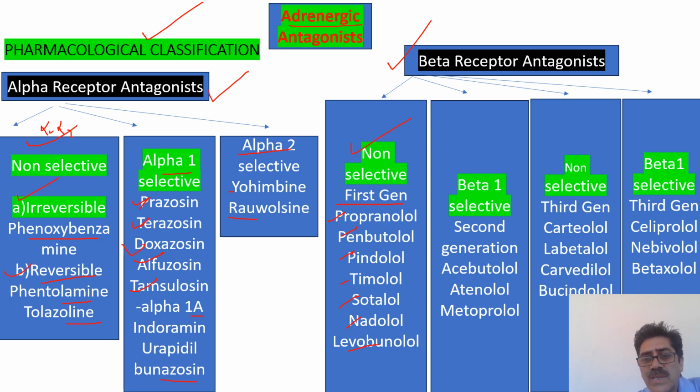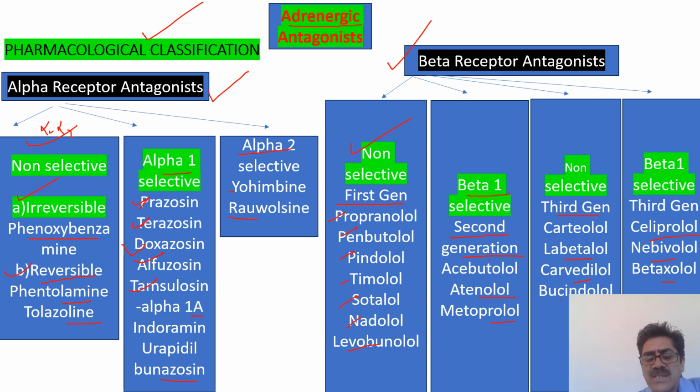Other category would be they will act upon only beta 1 receptors which are predominantly found in the heart. We call them beta 1 selective or second generation beta blockers. Example is acebutolol, atenolol, metoprolol. Then we have again non-selective category. We call them third generation beta blockers. Example would be carteolol, labetalol, carvedilol, bucindolol. And lastly, we have highly beta 1 selective category, third generation beta blockers, celiprolol, nebivolol, betaxolol. This is among beta receptor antagonists.